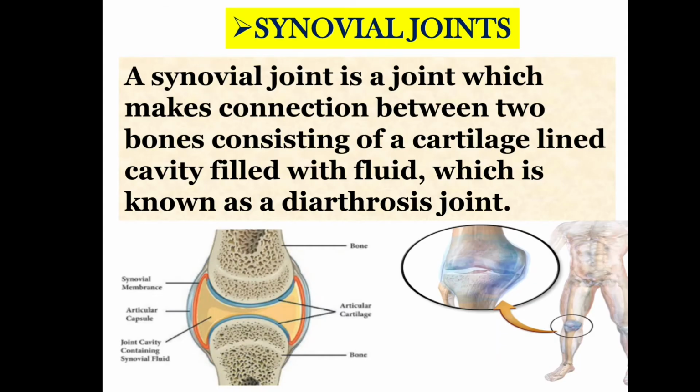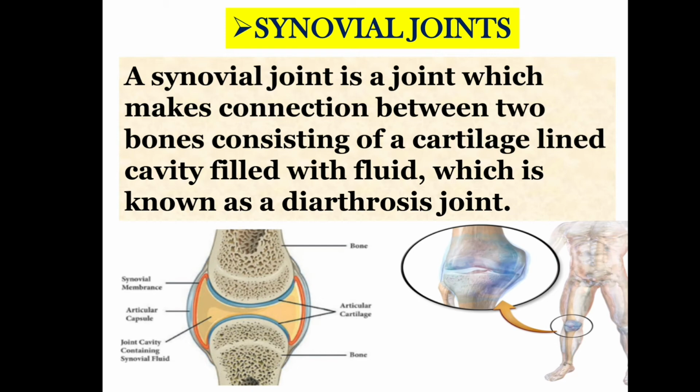Synovial joints. A synovial joint is a joint which makes a connection between two bones, consisting of a cartilage-lined cavity filled with fluid, which is known as a diarthrosis joint. So cartilage is a connective tissue. It is a flexible tissue. Cavity means empty space within a solid object. So it is also called diarthrosis.